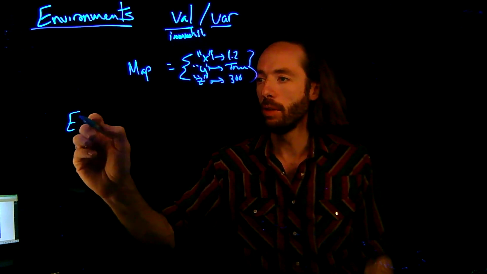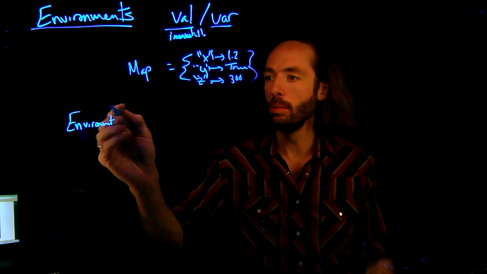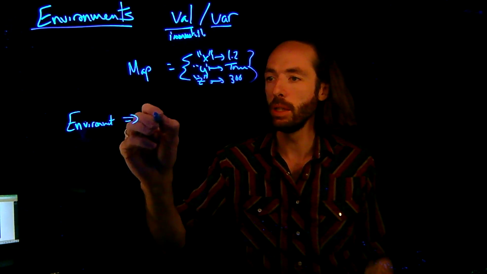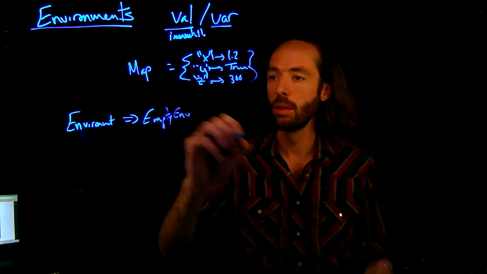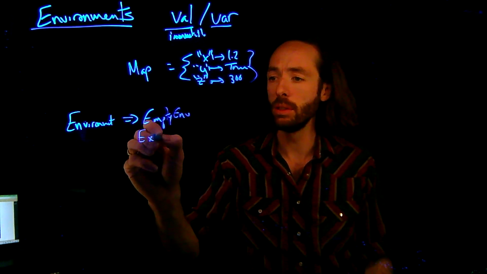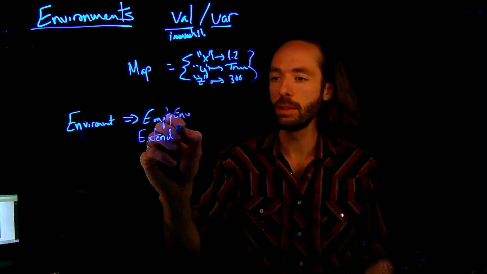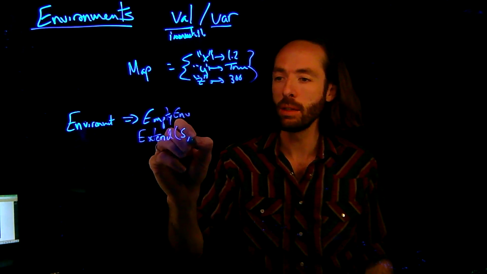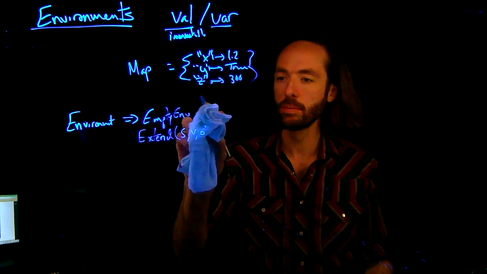So an environment is going to be, right, it can be either an empty environment, or it could be an extension. We'll call it extend, and we'll have a string and a value, and then an old environment.